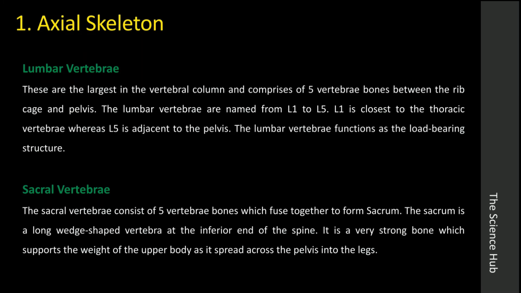Sacral vertebrae. It consists of 5 vertebral bones which are fused together to form the sacrum. इनमें जो भी 5 vertebral bones हम fuse हो रहे हैं मतलब अलग अलग, it will not show the different plates, they are fused and formed in the form of sacrum.